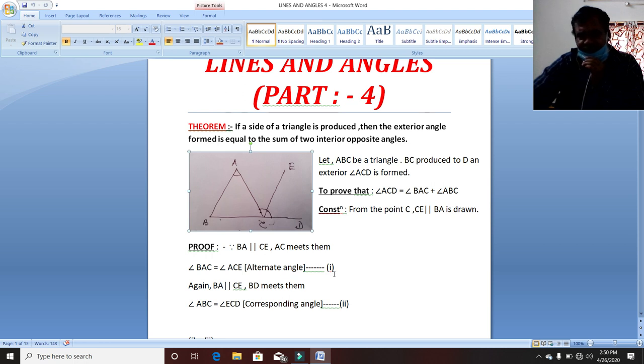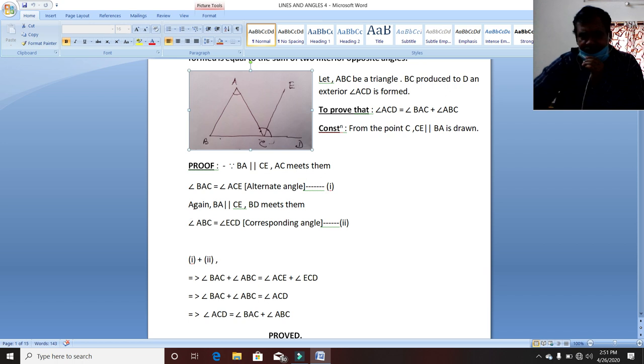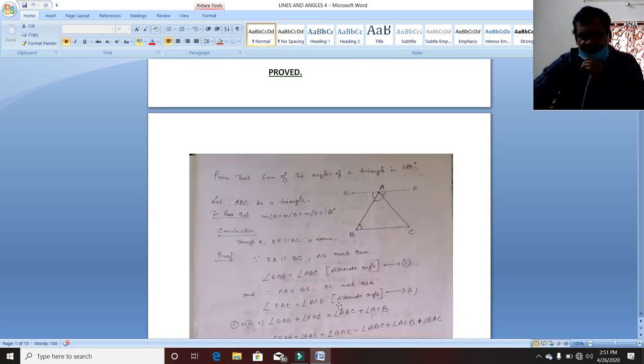I represented them by 1 and 2. Then I added them, the right hand side added. BAC plus ABC equal to ACE plus ECD. Now ACE plus ECD equal to angle ACD. When I added these two angles ACE and ECD, I get this angle ACD. So I have proved here that the exterior angle ACD is equal to the sum of the two remote interior angles. This is proved. Yes or no? Next I will prove this one.